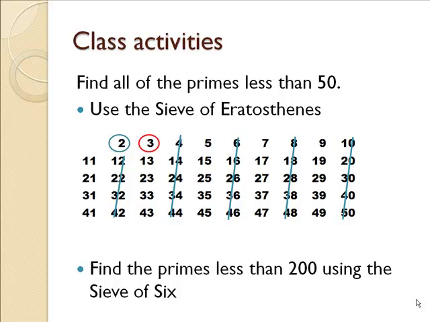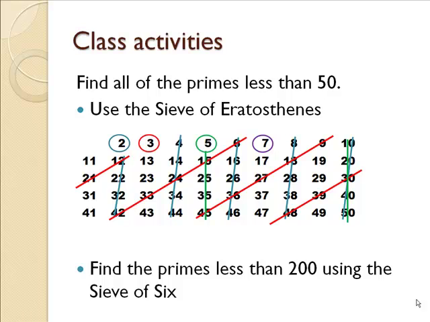Next we circle the next uncrossed number, so that would be 5, and cross off all the multiples of 5. Now the first multiple of 5 I will have to cross off is 25, 5 squared. All the others, 10, 15, and 20, have already been crossed off. For 7, I'll circle 7, and notice I've already got 14, 21, 28, 35, and 42 taken care of. The first one I have to cross off is 49.